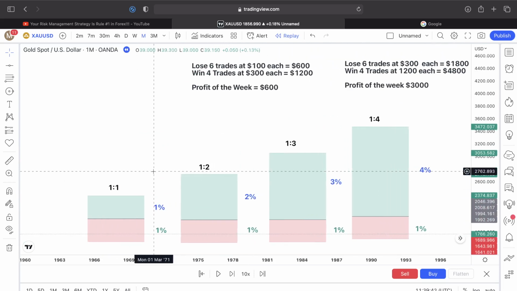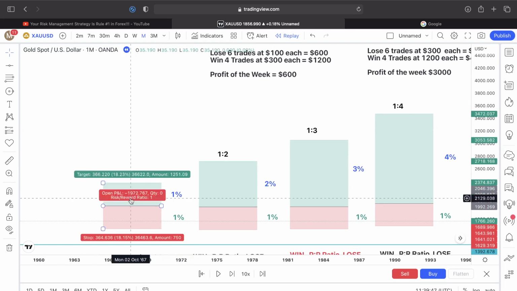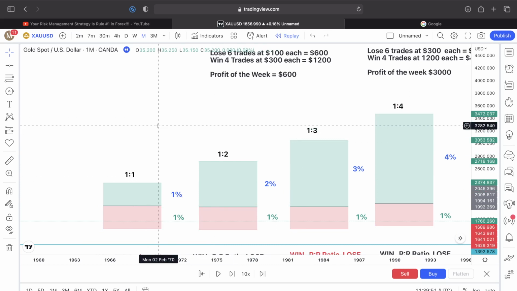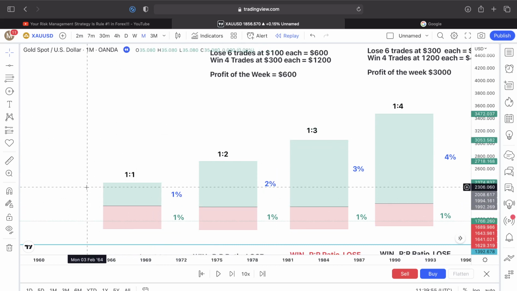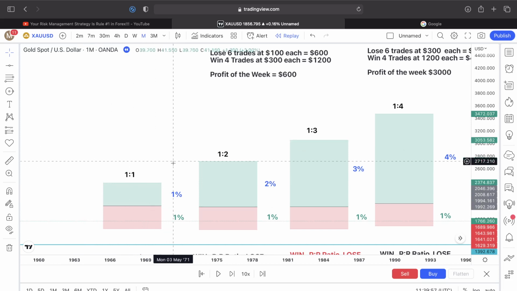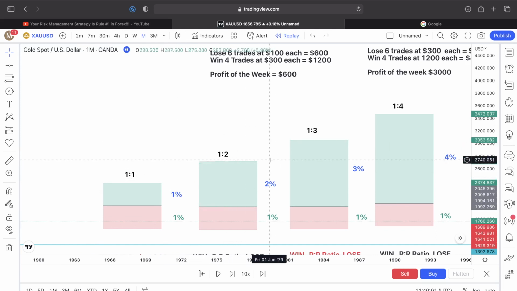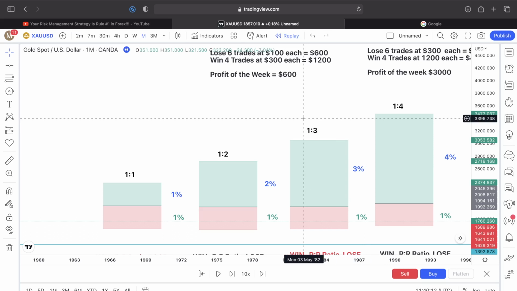So I'll just give another example. In actuality, every time we have 1-to-1, 1-to-2, 1-to-3, 1-to-4. I hope you understand it. If you're willing to lose $100, you want to make 100 back. If you're willing to lose $100, you want to make 200 back. That's 1-to-2. If you're willing to lose $100, you want to make $300 back. That is the 1-to-3. If you're willing to lose $100, you want to make 400 back. That's how it works.